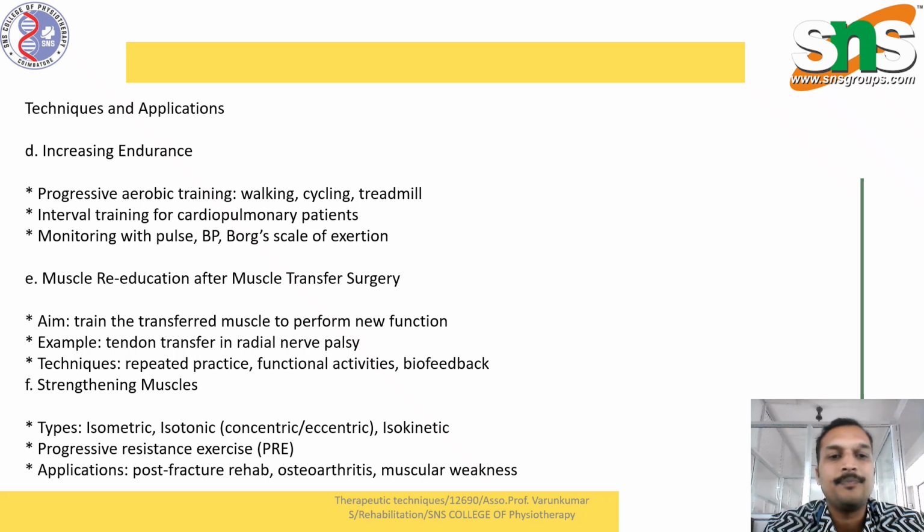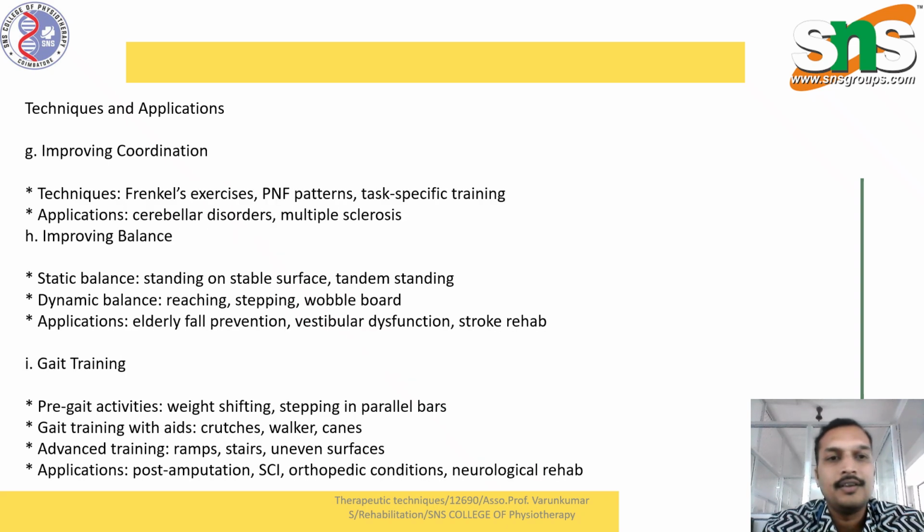The next technique is strengthening muscles. For that, we use isometric, isotonic or isokinetic exercise. Then progressive resisted exercise can be used, with applications in post-fracture rehab, osteoarthritis, and muscle weakness. Then for improving coordination, we can use techniques like Frenkel's exercise, PNF pattern, and task specific training. For application, we can use it in cerebellar disorder or multiple sclerosis conditions.